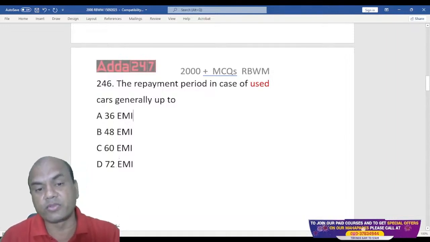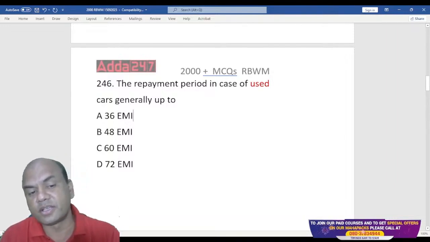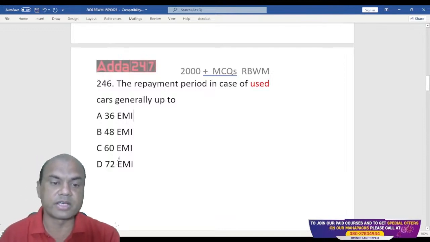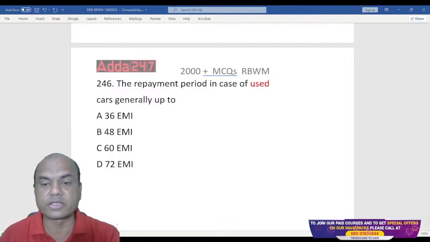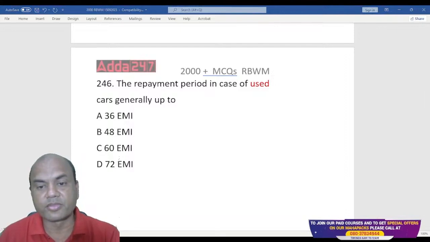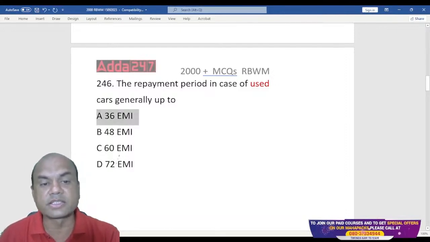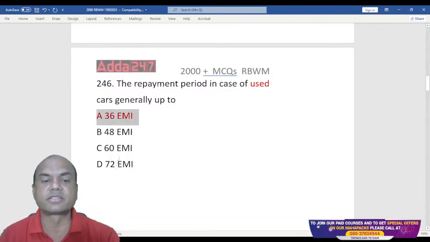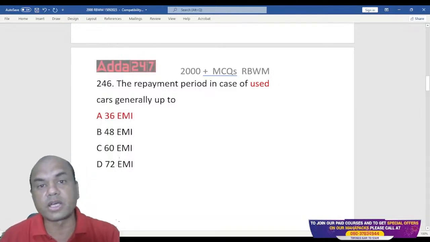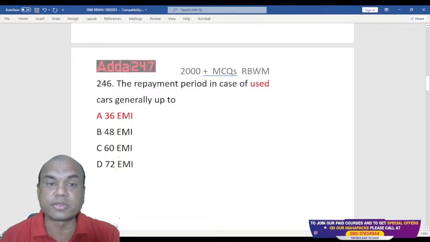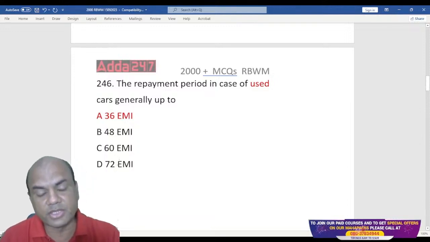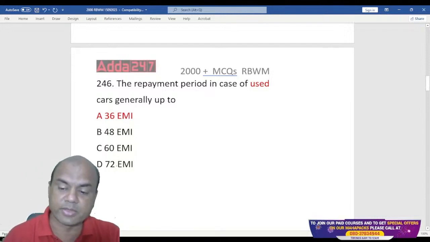But generally, for used car, what is the answer? Let me see what answer you guys are giving. For used car, it is 36 months. For used car loans, we are giving 36 months, and for new car loans, it is just 5 years, 60 months, right?